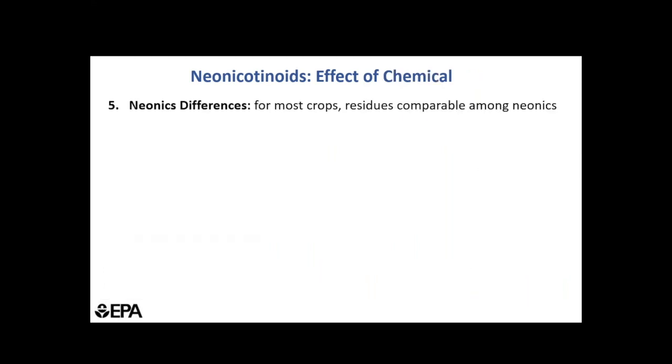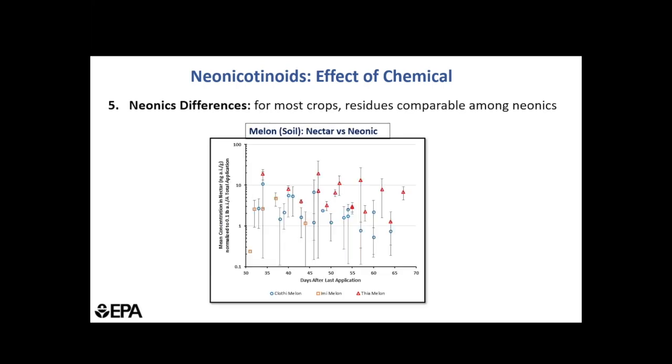The final point has to do with the effect of the chemical itself on the residues. And so we looked where we had the same crop, we looked at how the residues compared among the neonicotinoids. And so this is an example of such data from melon following soil applications, and these are residues in nectar. And the different symbols here represent the different neonicotinoids, so thiamethoxam, imidacloprid, and clothianidin. And what we observed here is that the residues at a similar point in time after application generally vary by up to an order of magnitude.